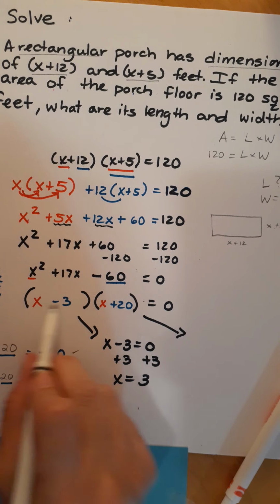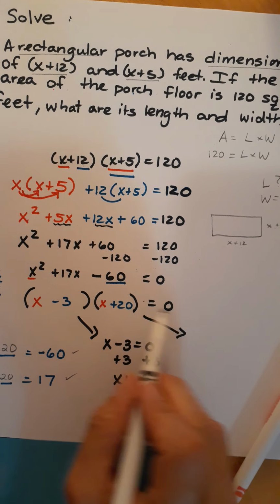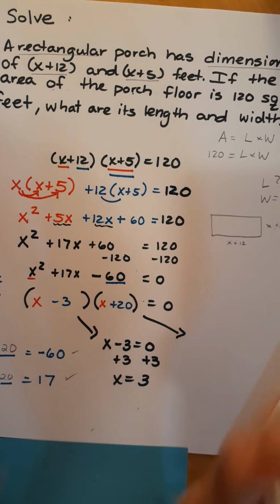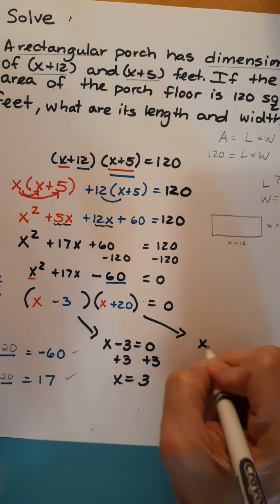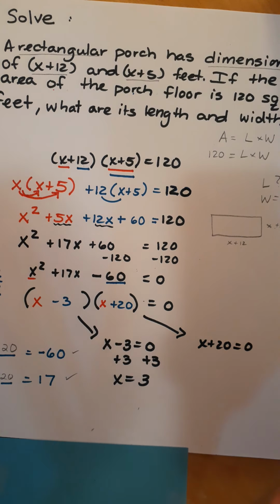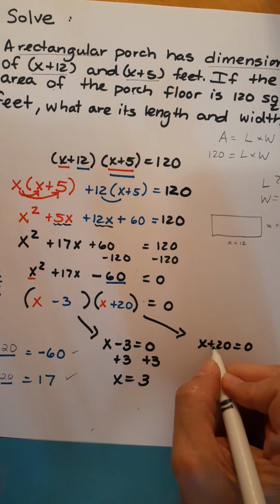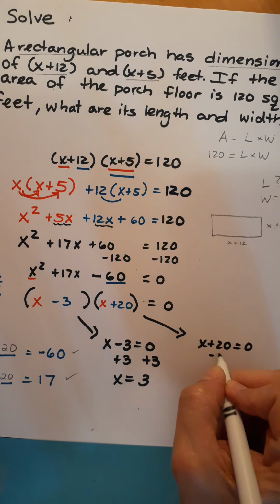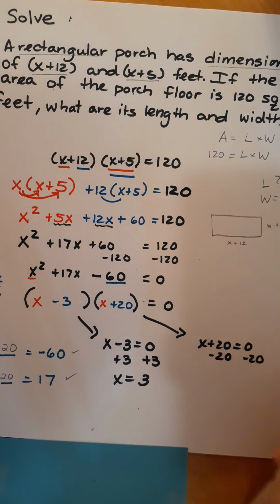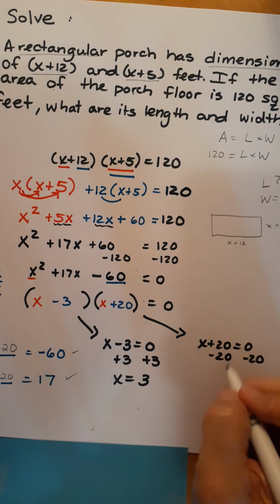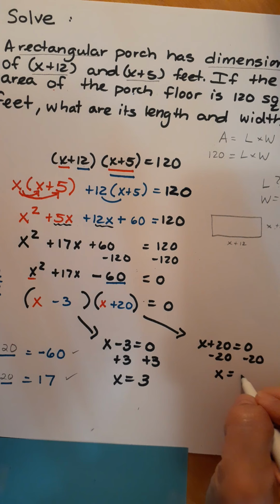Great. Our next one. If x is 3, that's 0. This is 23. 0 times 23, 0. We're good to go. Definitely a good thing. Now, x plus 20 equals 0. All right, let's get that x alone. If it's positive 20, we use subtraction property of equality, negative 20. 20 take away 20, we get x equals negative 20.